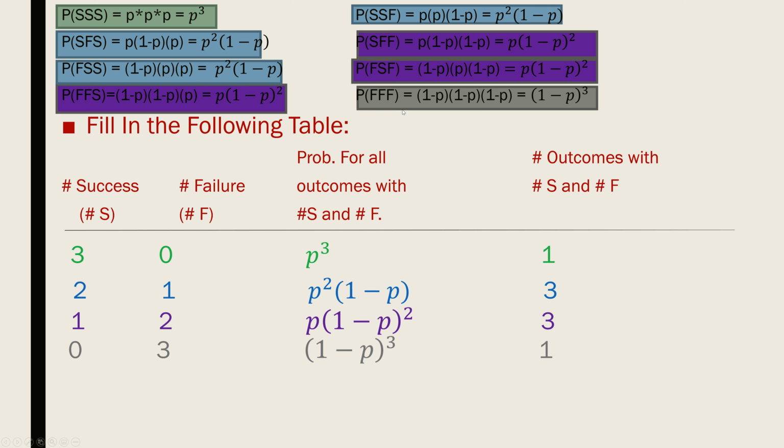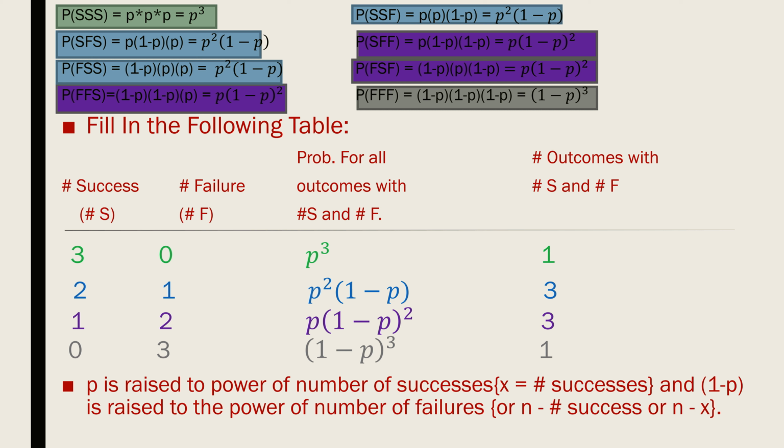Last, we are looking for the probability of all three failures. So it will be F, F, and F. And the probability of three failures is this number. And there's only one possible combination for 3 F's. Last, p is raised to the power of the number of successes, or x, and then 1 minus p is raised to the power of the number of failures, or n minus x.